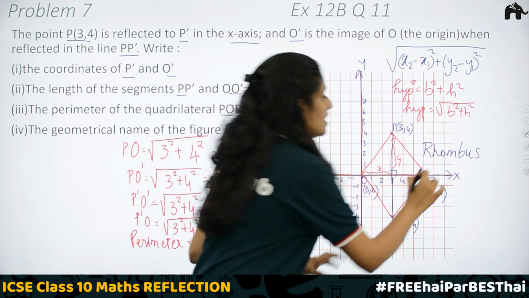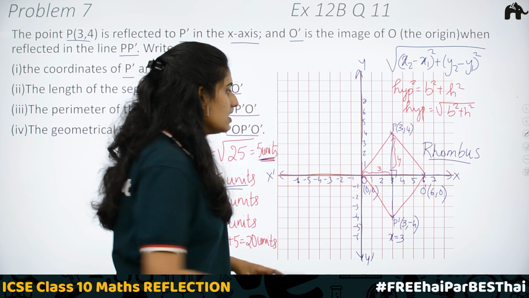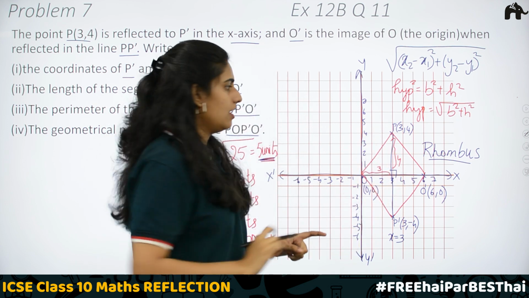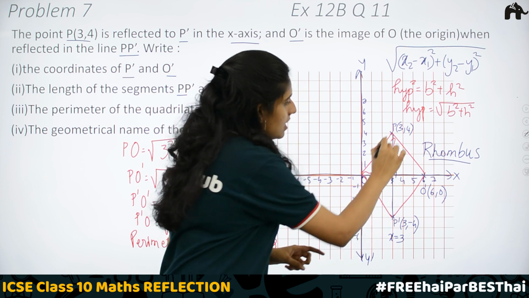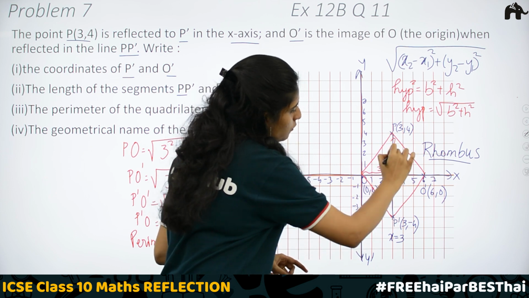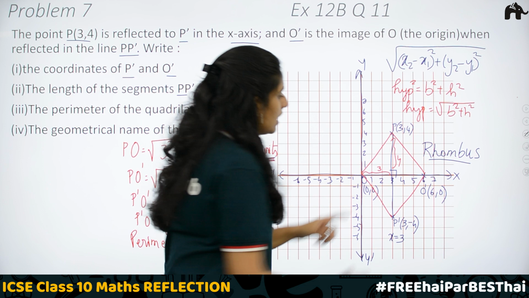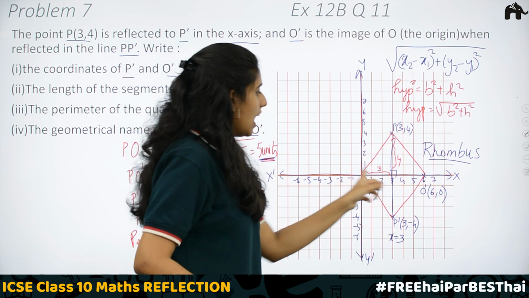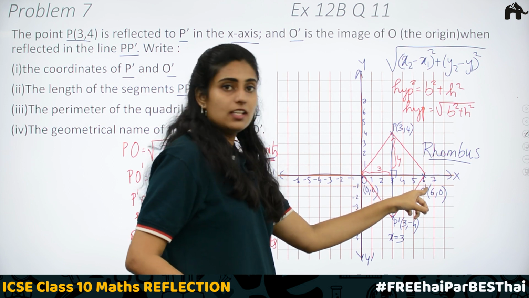Why have we taken it as a rhombus? Because for a square, the length of the diagonals should be equal. When you consider this figure, the length of the first diagonal is 4 plus 4, that is 8 units. That is P dash. And the other diagonal O dash is equal to 6 units.